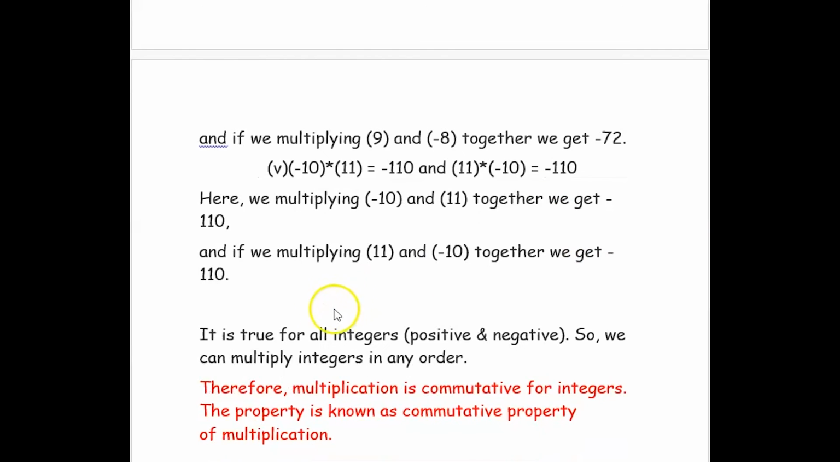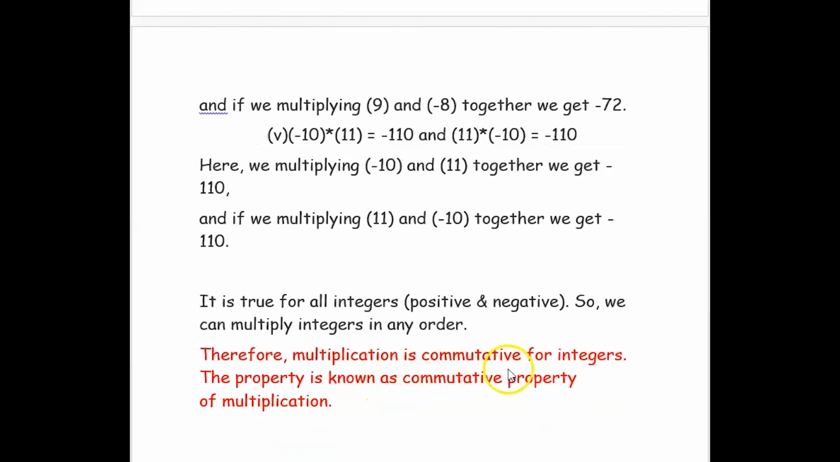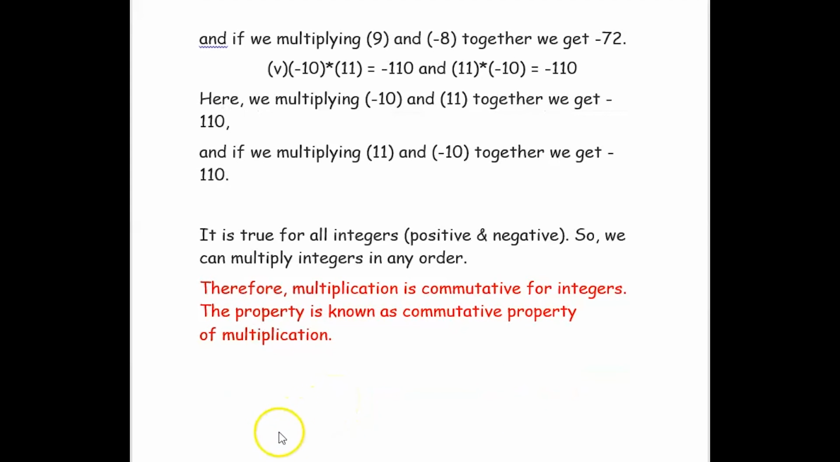So it is true for all the integers, maybe positive and negative. So we can multiply the integers in any order. Therefore multiplication is commutative for integers. The property is known as the commutative property of multiplication, that is A into B equal to B into A. Hope you have understood. The commutative property for multiplication of integers holds good.